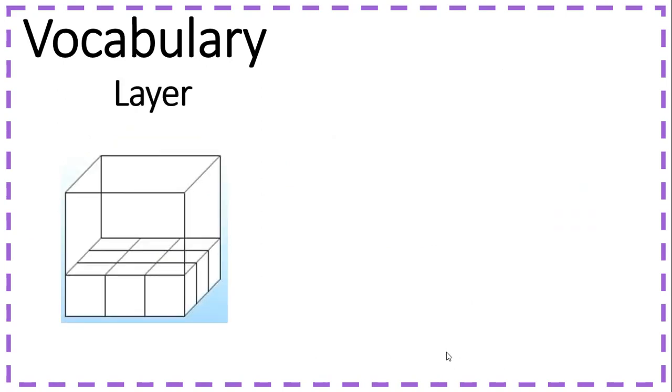Here we have a rectangular prism that's filled with unit cubes at the bottom. We see that there's 9 unit cubes at the bottom or the base of our rectangular prism. We can use layers to help us figure out the volume. When we figure out the base, such as 9 unit cubes, we can multiply that by the total number of layers to find the total volume.